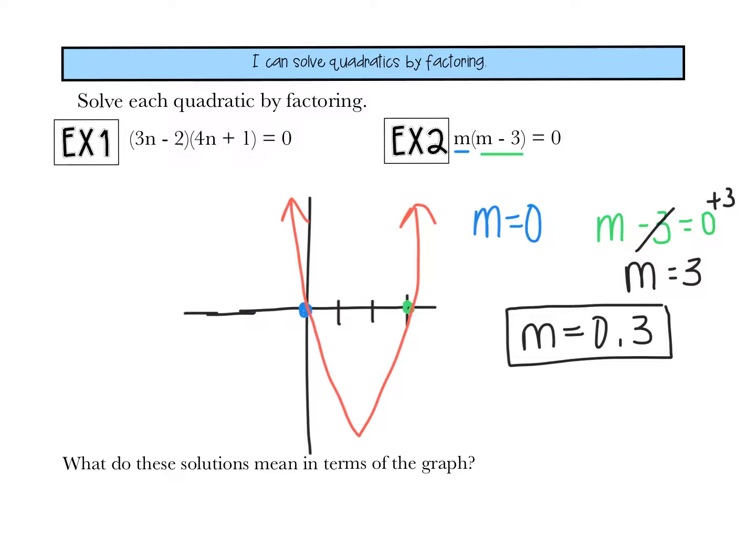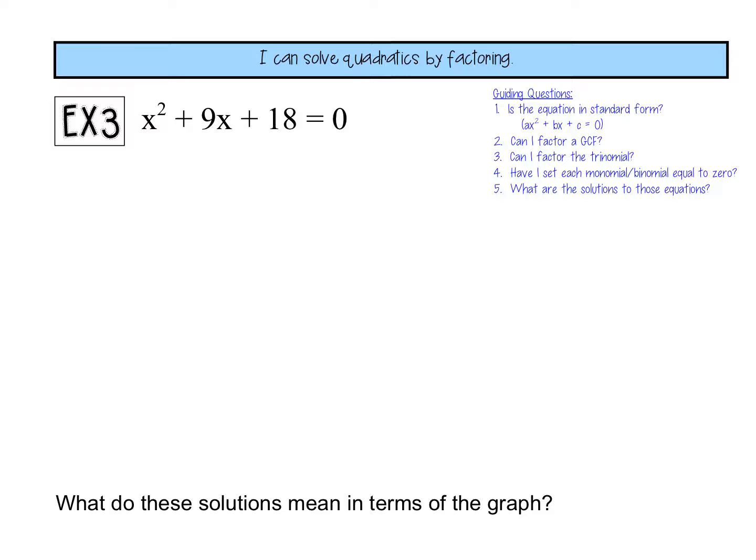Alright, so hopefully you were able to see that m is either equal to 0 or 3. So in terms of a graph, when y is 0, the x value, or the m in this case, is going to cross at 0 and 3. So that's how we use the zero product property when we're solving quadratics by factoring. Alright, so let's actually now start from the beginning.